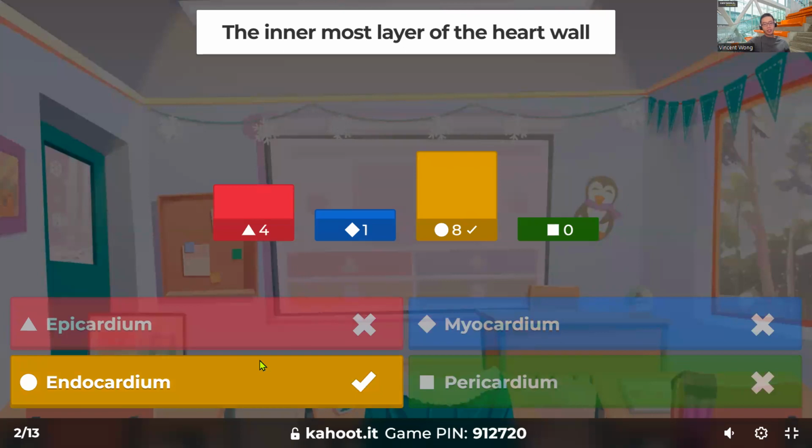We have the endocardium, which is in direct contact with the blood, right? That's the innermost layer. The myocardium is the muscle itself. And then the epicardium is the outermost layer of the heart wall. Pericardium is the sac that surrounds the heart, right?